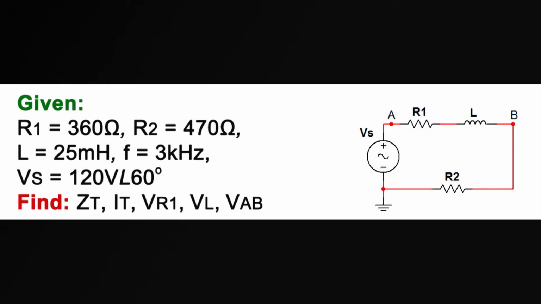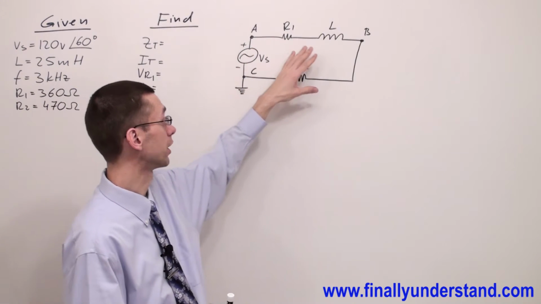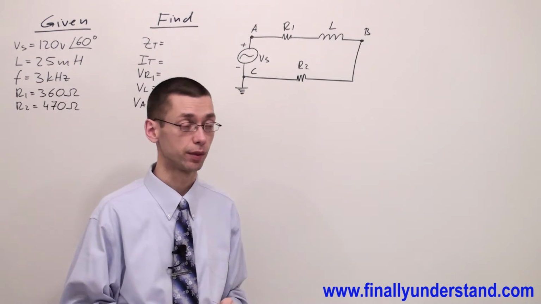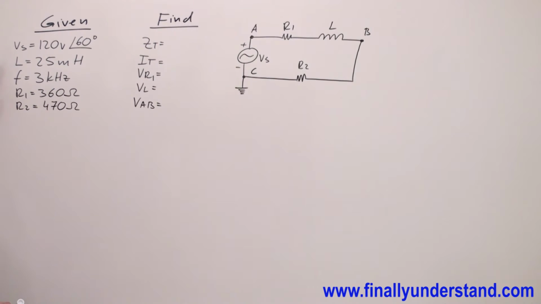Let's take a look at this example. This time we have a given series circuit which contains a voltage source, two resistors and an inductor. Let's take a look at what we have been given. We have the voltage source, the inductance, the frequency, and the values of two resistors. We have to find Z total.